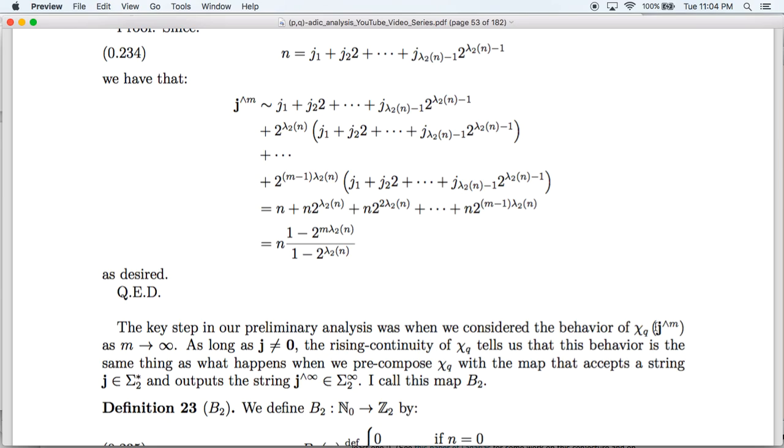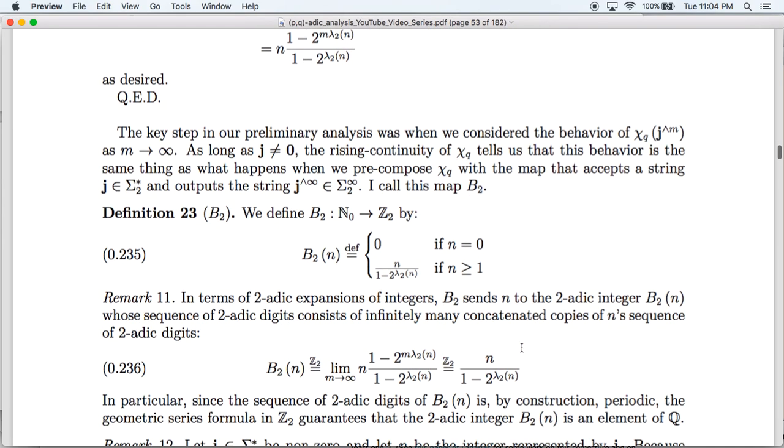So the key step in our preliminary analysis was that when we considered the behavior of chi q of bold J wedge M as M approached infinity, and as long as J was not the zero string, the rising continuity of chi q told us that the behavior of this limit is the same thing as what happens when we precompose chi q with the map which accepts a finite string and outputs the infinite string obtained by concatenating your string with itself infinitely many times. I call this map B2. Its definition over strings is that we take a finite string and then output the infinite string that's J concatenated with itself infinitely many times.